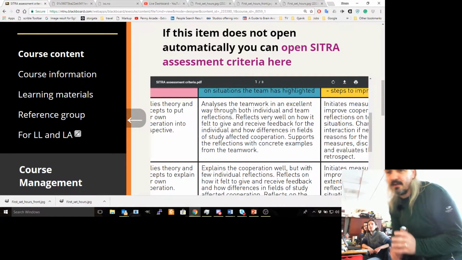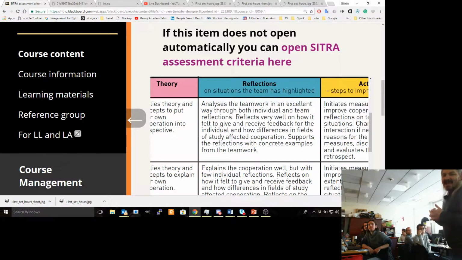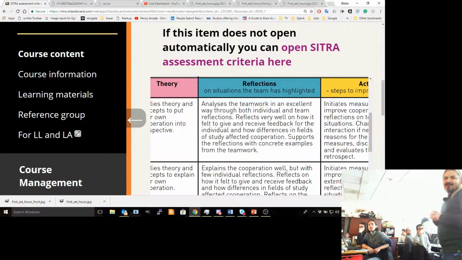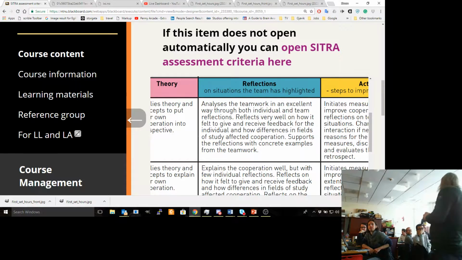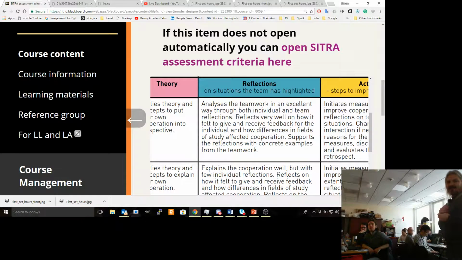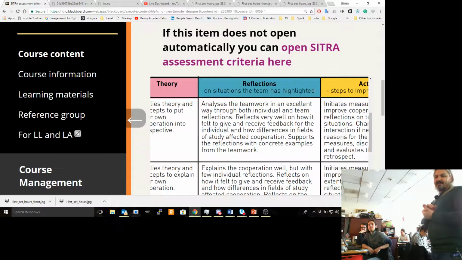With reflections, analyze this teamwork in an excellent way through both individual and team reflections. So we ask you to write individual reflections, and we need you to write team reflections. Reflect very well on how it felt to give and receive feedback for the individual, and how differences in fields of study affected cooperation, and support the reflections with concrete examples from the teamwork. So in that, you are supposed to reflect on how it felt to give and receive feedback.